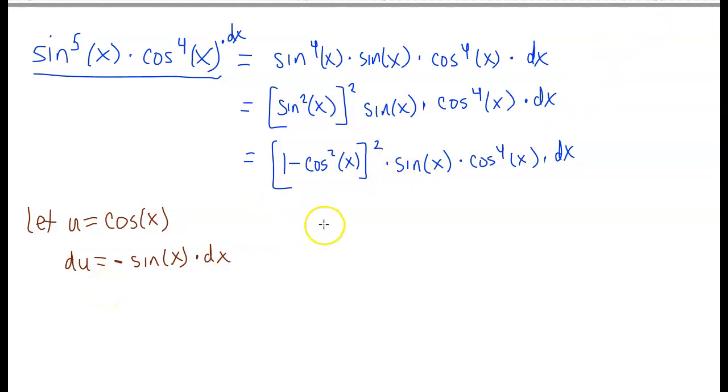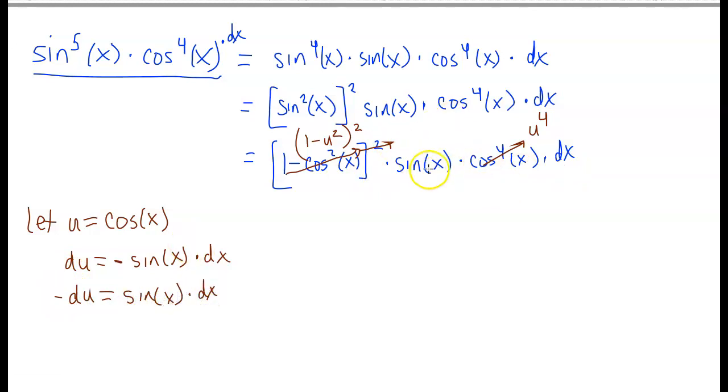Once we realize that, we can replace our cosine of x here with u, and our cosine of x here with u, so we'll have u to the 4 here, and all this will just be 1 minus u squared, squared. I'll go ahead and rewrite everything here. And of course, here we have the sine x dx. If we were to rewrite that, that would just be the same as minus du.